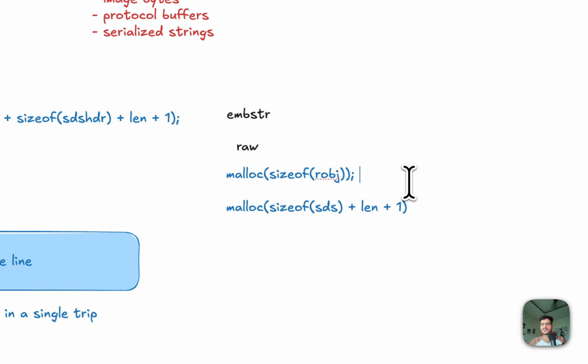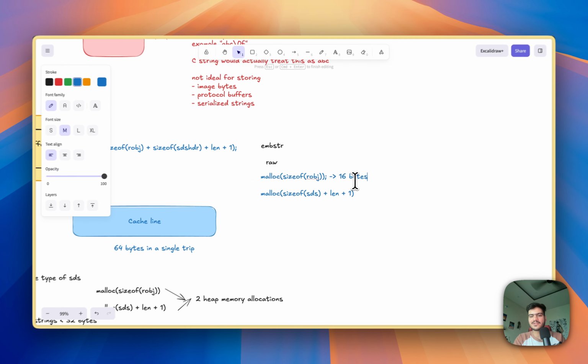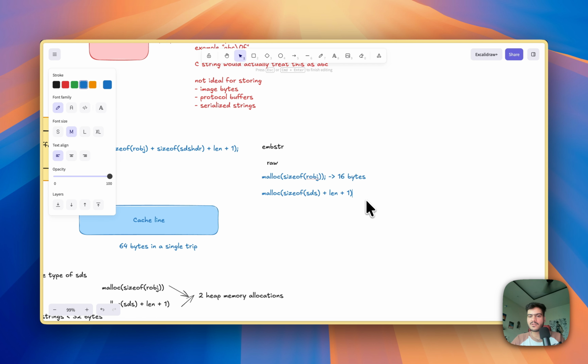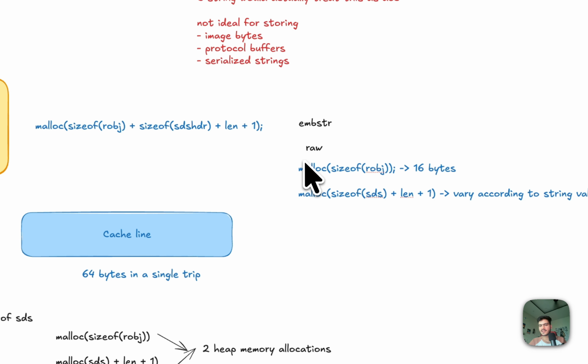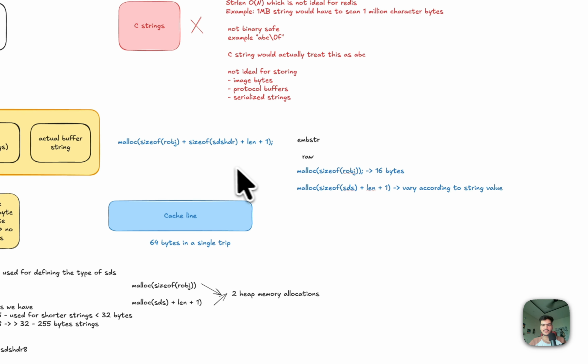So for redisObject it's always 16 bytes, so it's always fixed. But for raw strings it gives a separate allocation in RAM, and it can vary according to string values, right? So yeah, this is just one more optimization that I wanted to tell. For raw strings, Redis does two memory allocations.